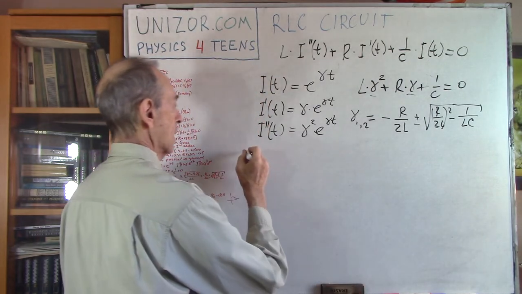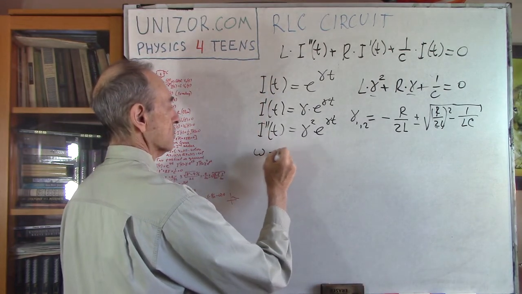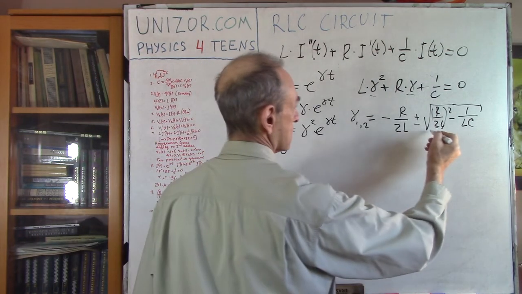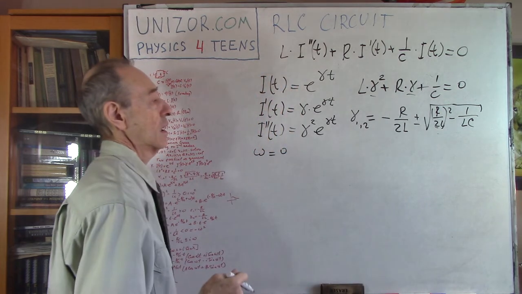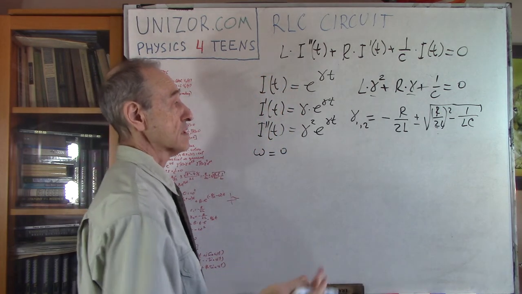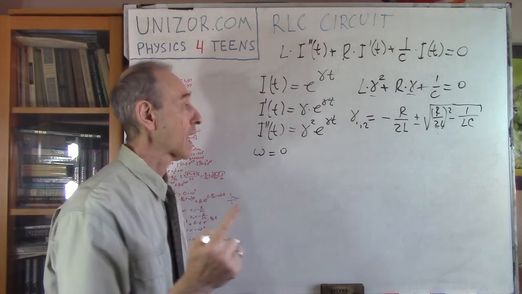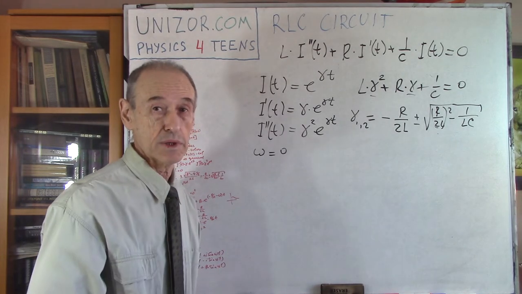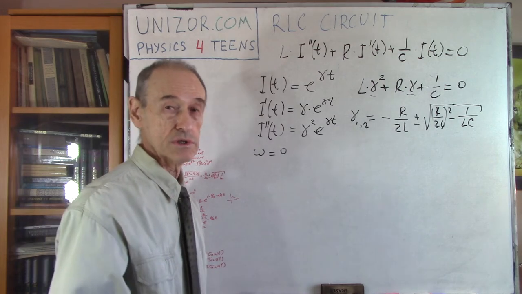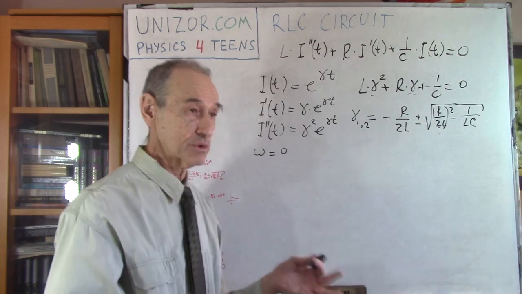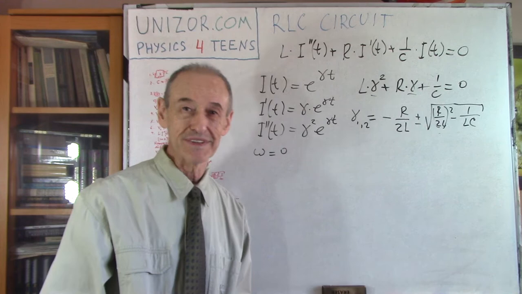Okay, if omega is equal to zero, the problem is we have only one root. We have only one solution, only one gamma. Where is the second one? We need two to make a general solution. Well, we have to look somehow differently.